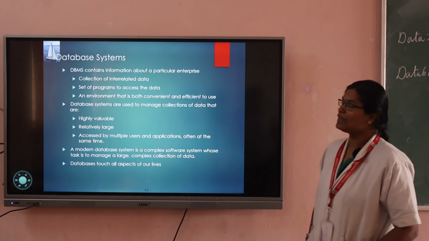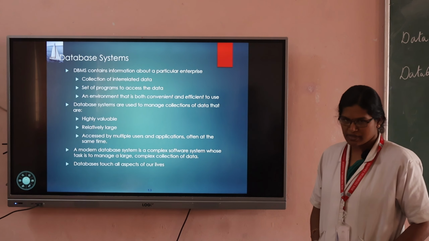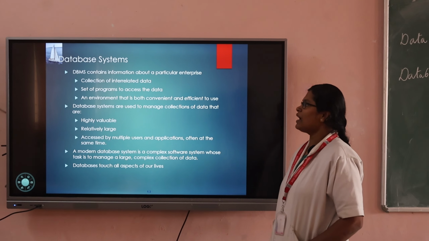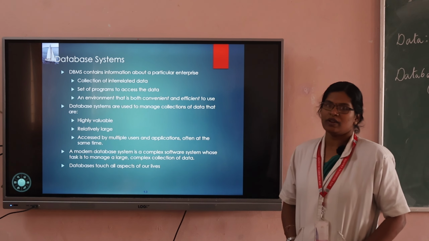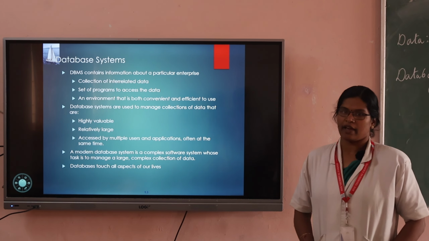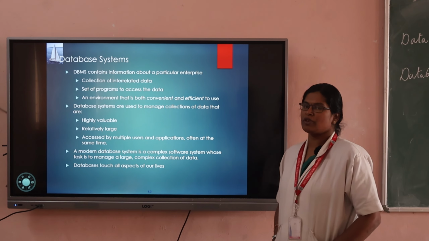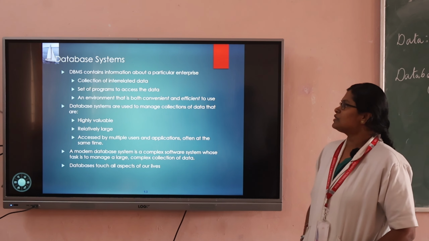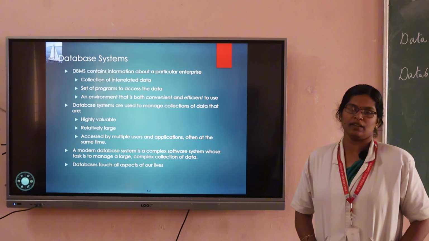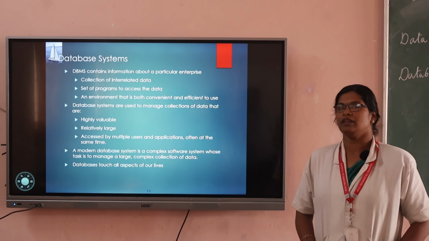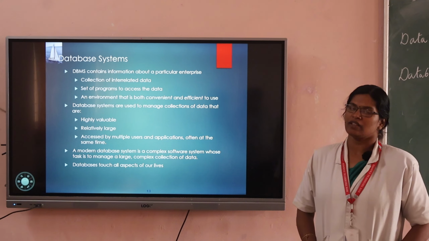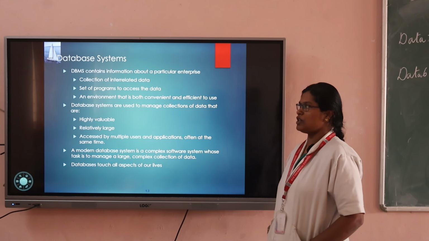First, we are seeing DBMS, Database Management System. First, we have to know about data. What is data? Data is nothing but facts. Images, information, these are all data. Then after that, we are going to see DB. What is DB? Database. Database is nothing but a collection of information.